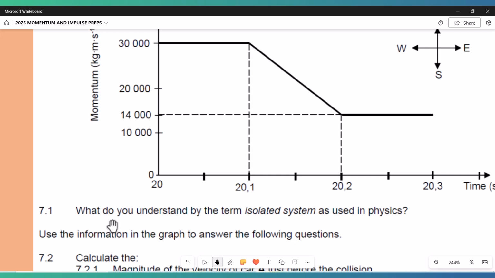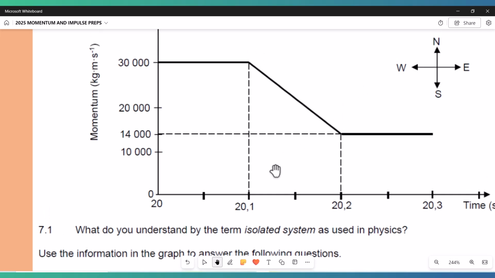They say, what do you understand by the term isolated system as used in physics? So a system is said to be isolated if the net external force acting on the system is zero. I repeat, a system is said to be isolated if the net or resultant external force acting on it is zero.